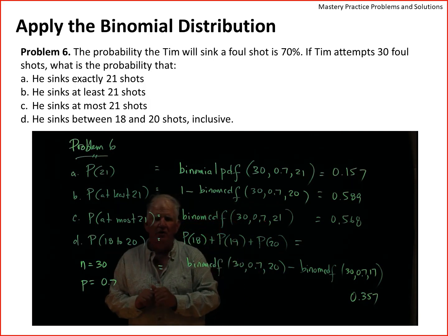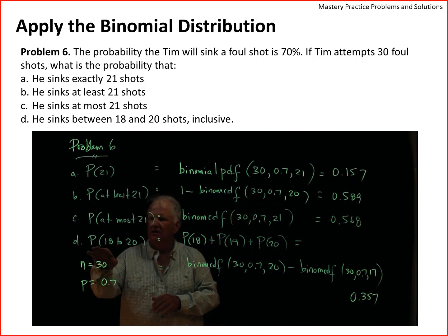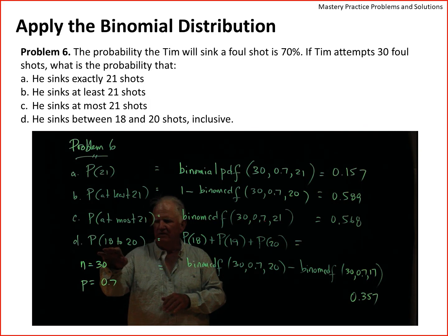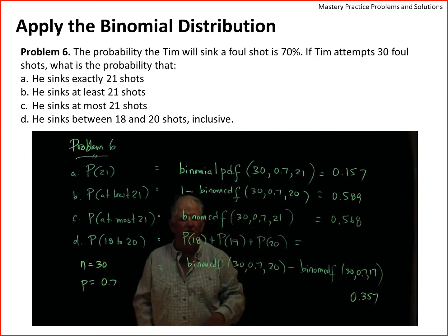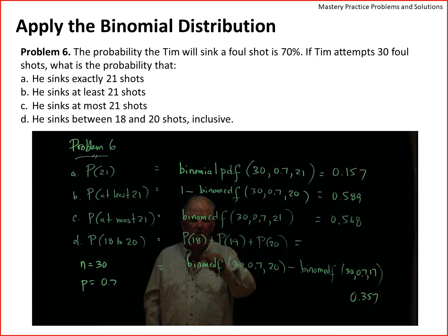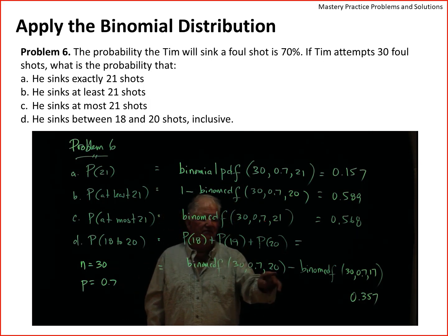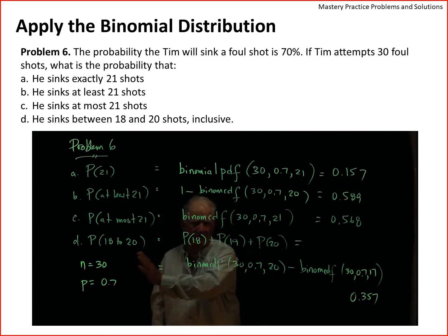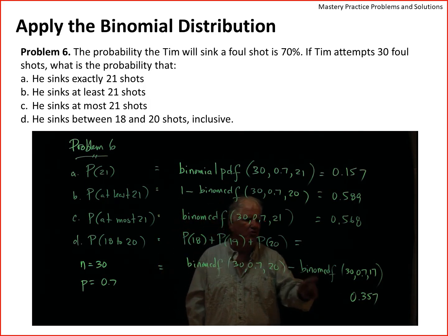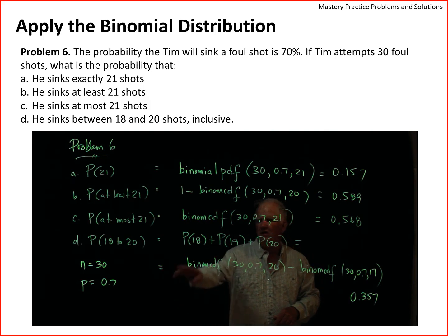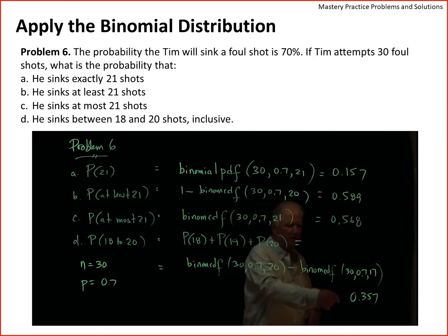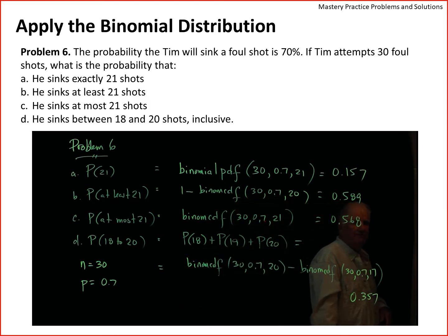This is the only tricky one on the page. If you want the probability of 18 to 20, just go calculate them individually with binomial PDF, or get clever. Write down binomial CDF up to 20, that'd be 0 to 20. Subtract off binomial CDF 0 up to 17. You're left with 18, 19, and 20: 0.357. See you soon.